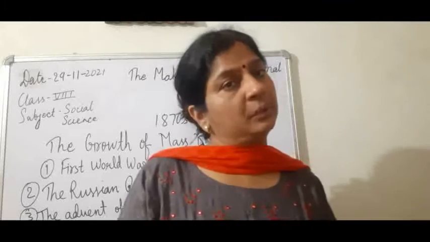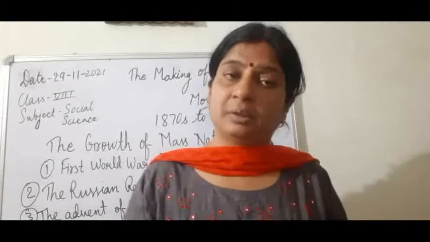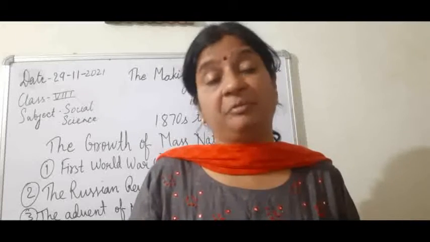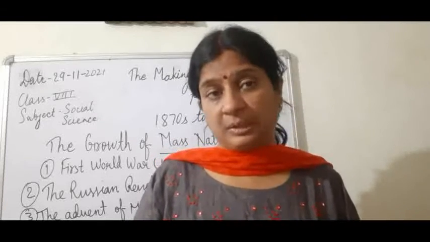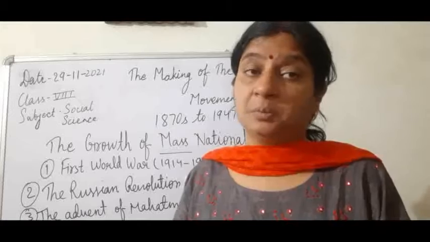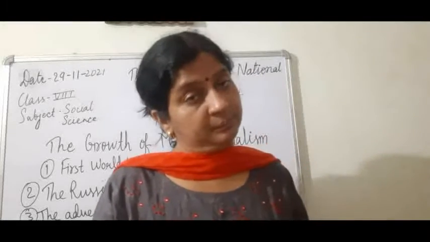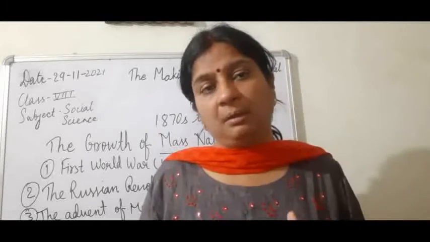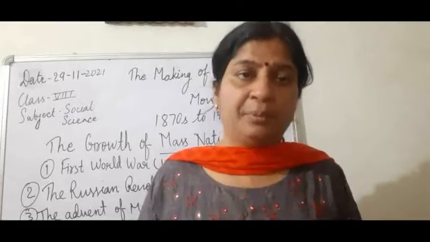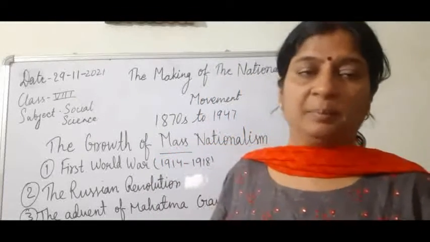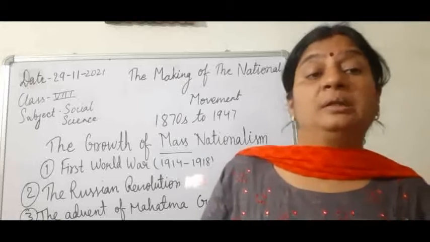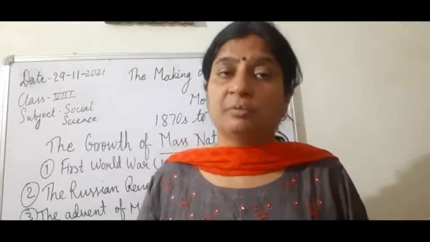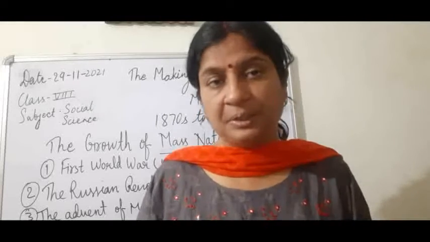So in South Africa there was also British rule, and there we find that this racism was there. The whites were considered to be superior to the blacks, and it was also considered that they should not be mixed with each other. There should be separation between the whites and the blacks, and this is what we call the policy of apartheid, adopted by the government of South Africa, that is the British government.